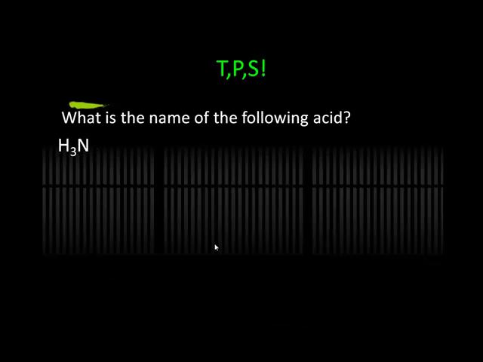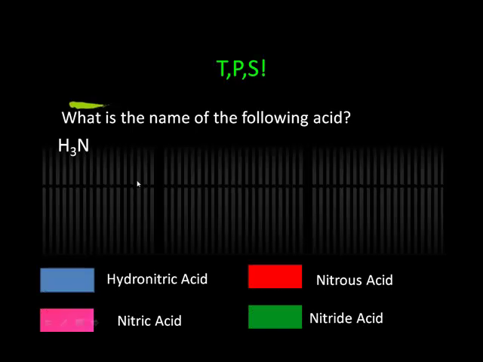How about this one? H3N. We would name this hydrogen nitride. If you have IDE, that's right, you're going to need the hydro, and the ending becomes IC.